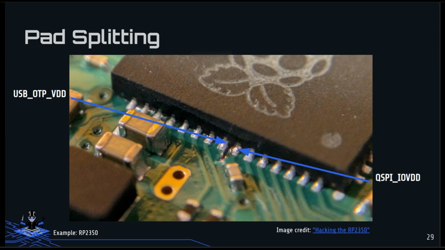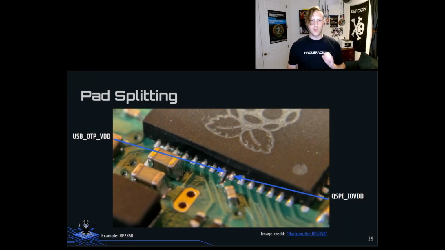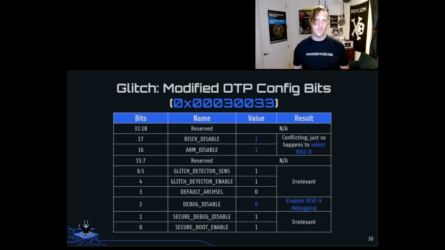And this is an image of how they did that. And this way now we can have a direct avenue to try to target the OTP voltage power rail without interfering or causing effects on any of the other pins that share that power source.